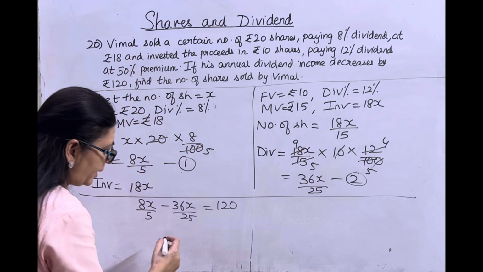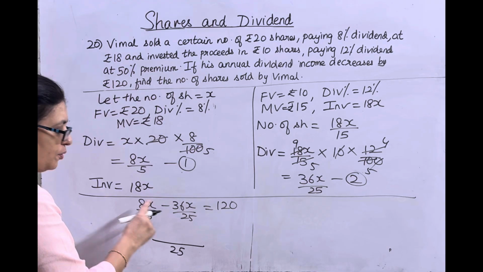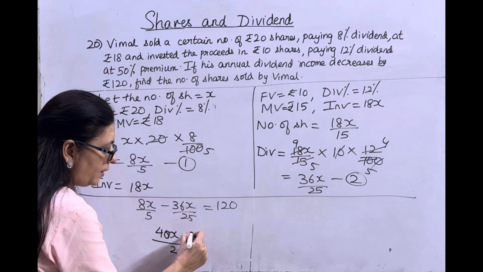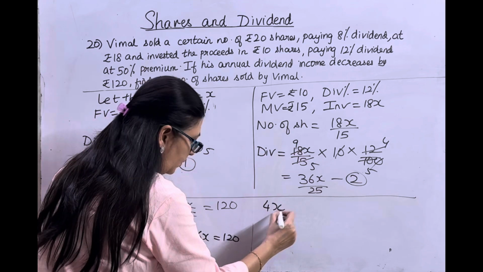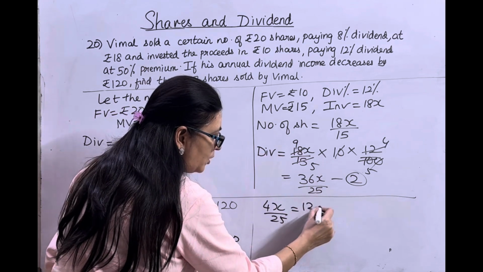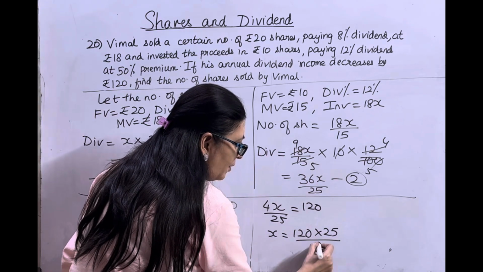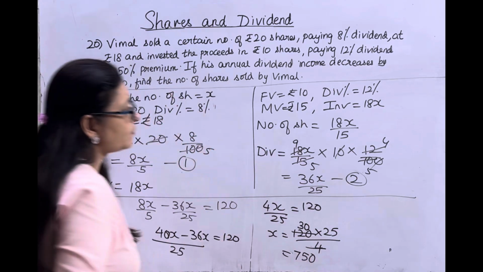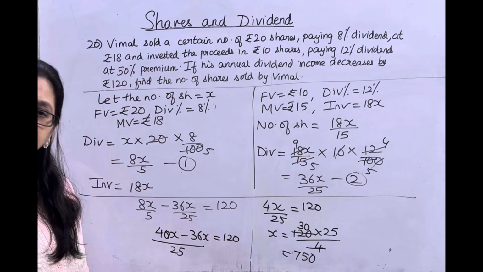Now you will solve it by taking the LCM. LCM is 25. 5 into 5, 8 into 5, 8 5s are 40x minus 36x is equal to 120. So 4x upon 25 is equal to 120. X is equal to 120 into 25 divided by 4. Answer is 750. So how many shares were sold by Vimal? It is 750. The number of shares were 750.